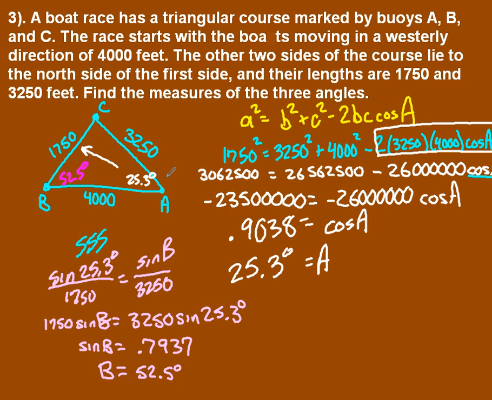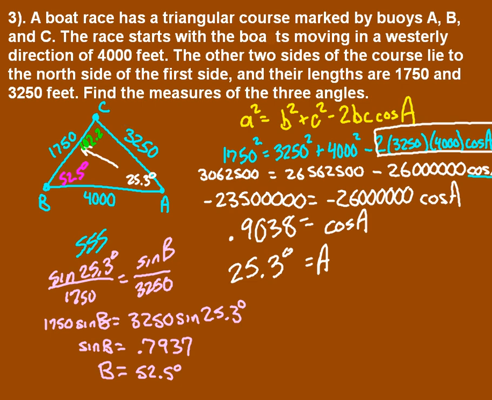52.5 degrees. Now to find the last angle, all I have to do is add them up to 180. So I already knew 2 of the angles. I need to find the third. So these 2 angles I already know add up to 77.8. So I'm going to have, it should be, 102.2 degrees as my final angle.